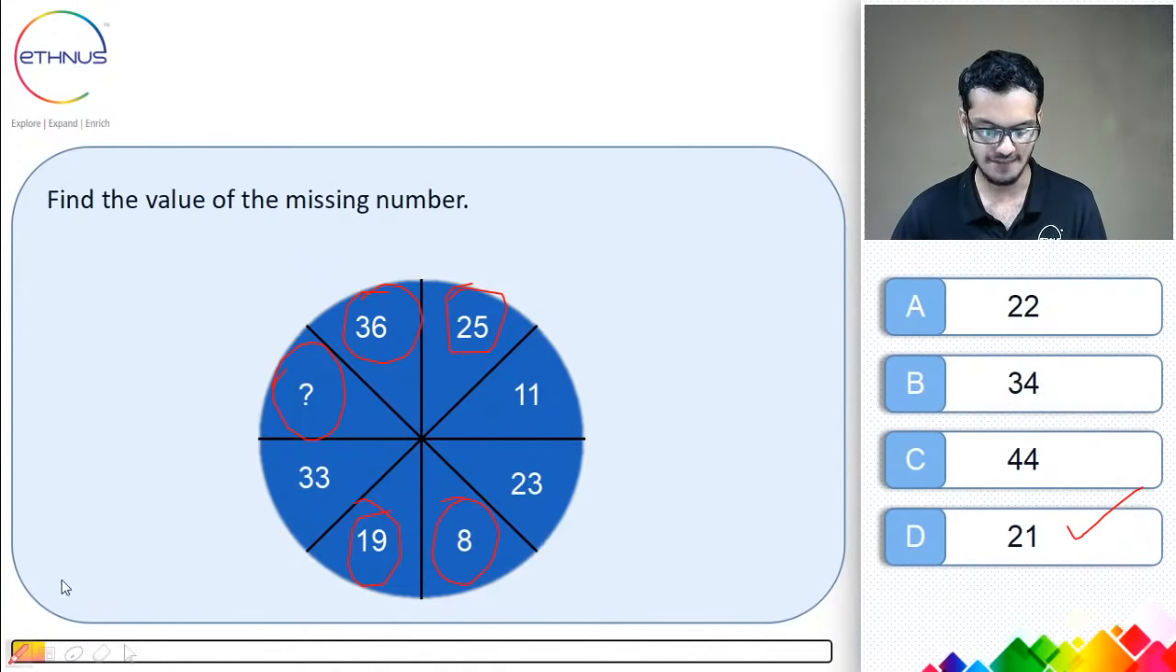Let me know in the live chat if you are ready for the next question. You can just type ready, or you can just type R. Maybe that is quite simpler. So you can type R in the live chat so that I'll know that you guys are ready for the next question.